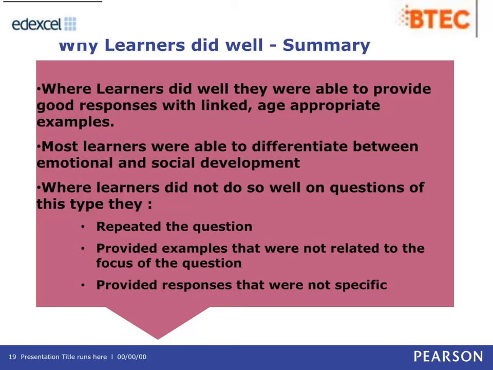Generally, where learners did well on questions of this nature, they were able to provide good responses with linked, age-appropriate examples. Most learners were able to differentiate between emotional and social development. Where learners did not do so well on questions of this type, they repeated the question, provided examples that were not related to the focus of the question, and provided responses that were not specific.